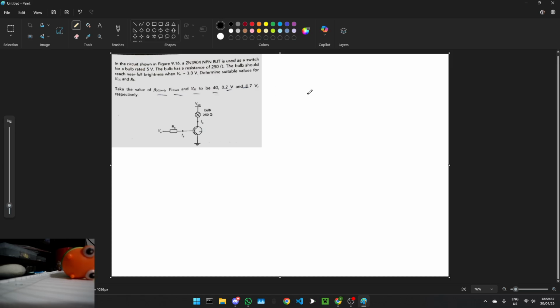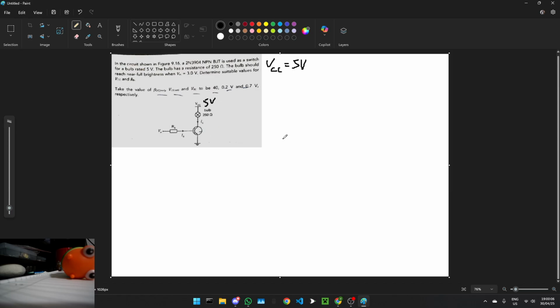Alright, cool. So I'm going to answer the easiest question here. What should VCC be? They tell us that the bulb is rated for 5 volts. So honestly, we can just say VCC is 5 volts. It's not that deep. It's that simple. So, 5 volts.